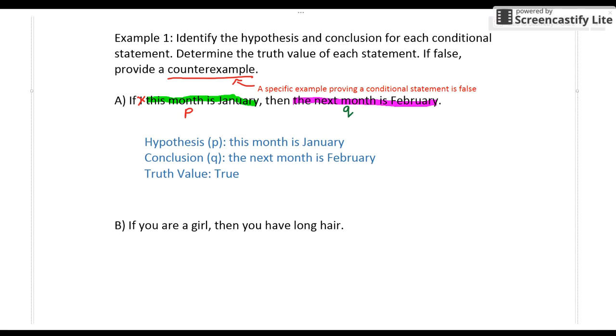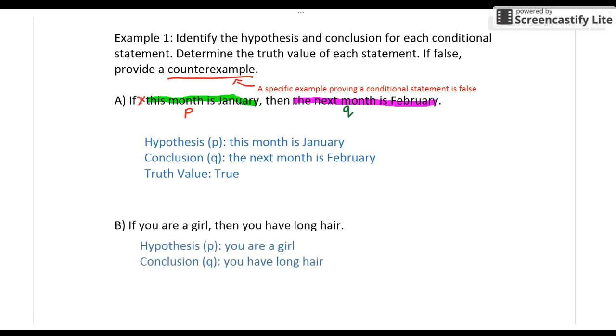Okay, well, hopefully what we found is that the hypothesis is you are a girl, and the conclusion is you have long hair. Remember again, we do not want to include the words if and then. If you include the words if and then, you'll actually get deductions. All right, so remember again, very clearly write out the hypothesis and clearly write out your conclusion in your words. All right, but remember, looking back at the directions, we also need to determine the truth value. So just like before, remember to go back and see, did I answer the entire question that I was tasked to answer, right? So here we need to determine the truth value, and if false, provide a counterexample.